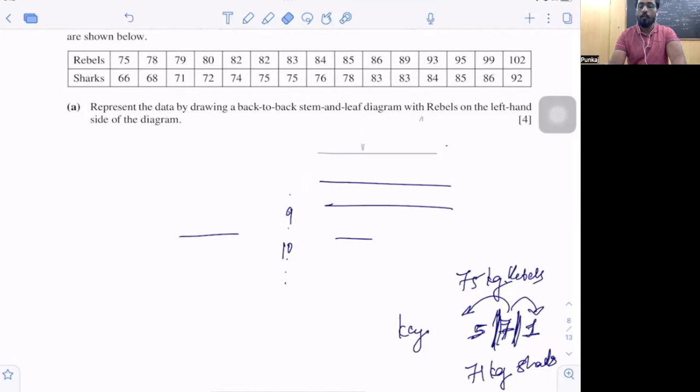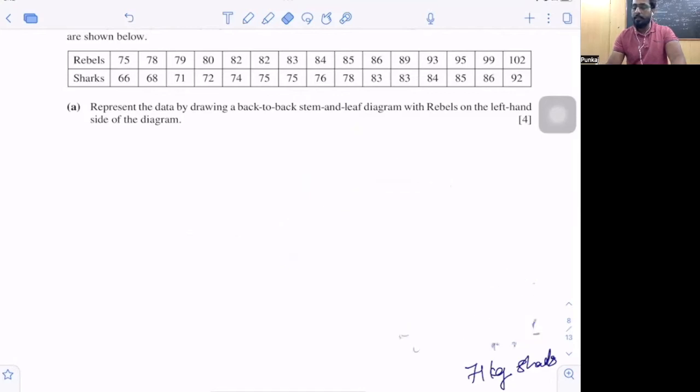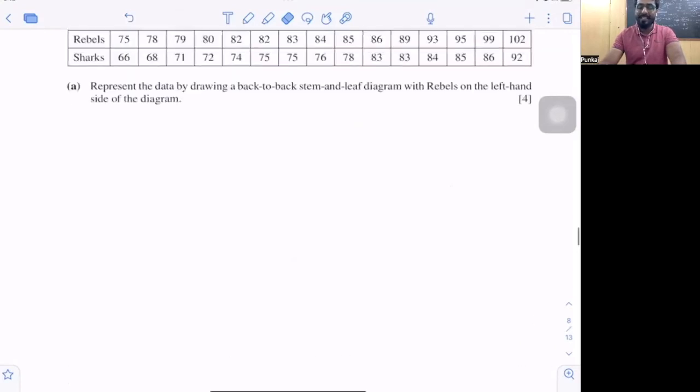So I'm going to now start simplifying this question. I'm going to start making the stem and leaf diagram. So you know how it has to be represented. There's plenty of space available. I'll just keep the data in front of me. You should always begin with the stem. That's a vertical line.